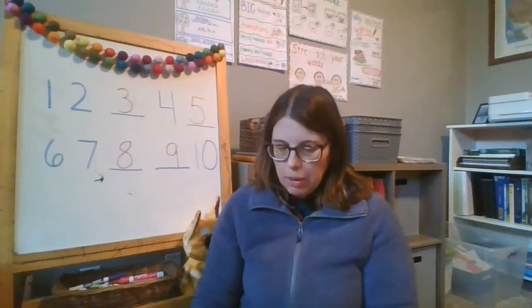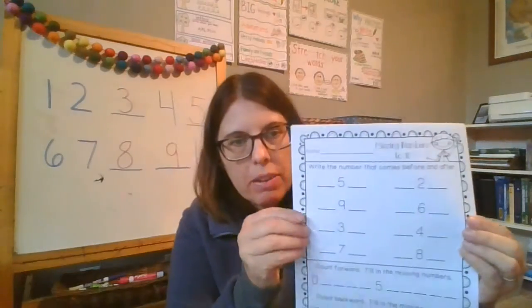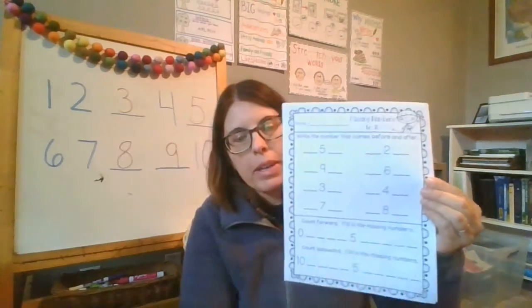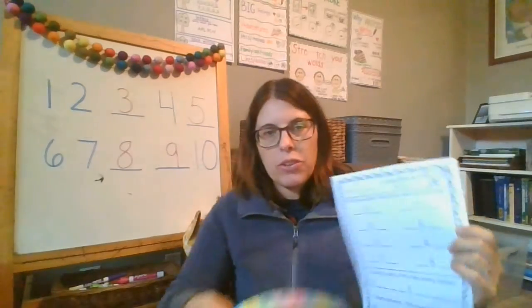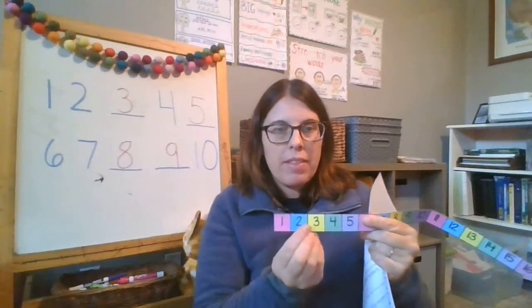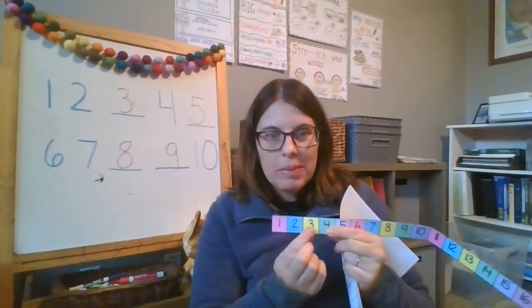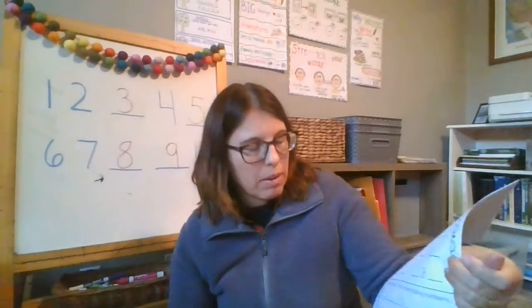And then this one is a little bit different, but it wants you to write the number that comes before that number and the number that comes after. And I know that you can do that. So look at your number line, find that number, and then what comes before it and what comes after it, and you'll write that on your paper.